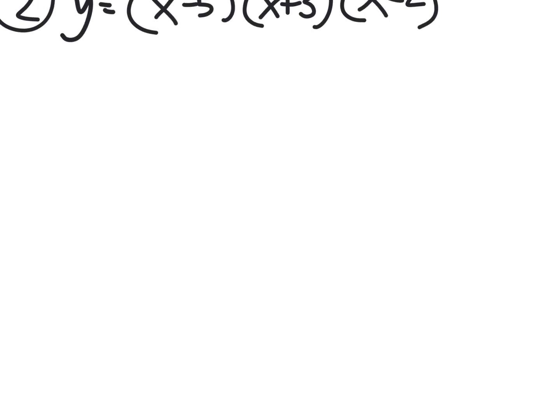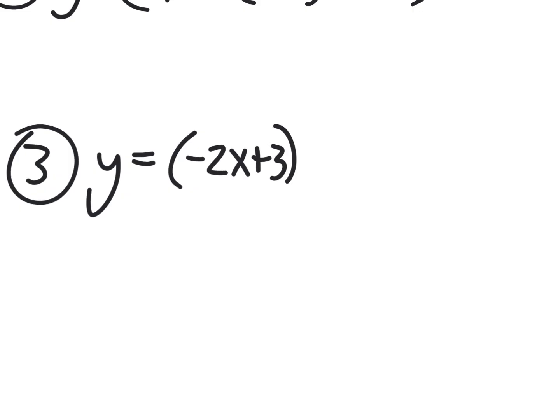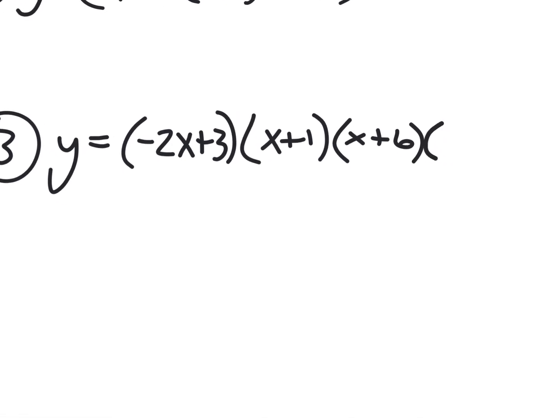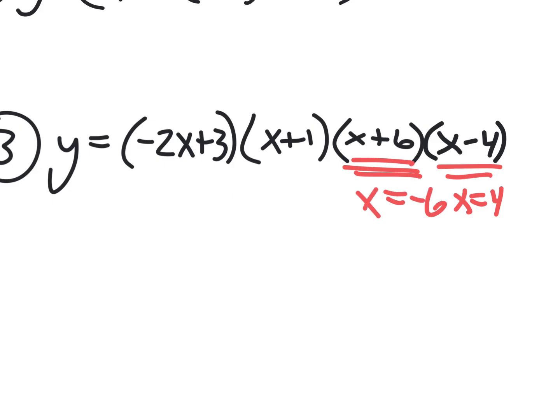All right, let's go down to number 3. Sam, would you read me 3? In parentheses, minus 2x plus 3, and then in parentheses again, x plus 1, and then another parentheses, x plus 6, and then in parentheses, x minus 4. Holy cow. All right, well, most of these are easy, right? This one's going to give me a 4 x-intercept. This one's going to give me a negative 6 x-intercept. It's whatever makes it equal 0.